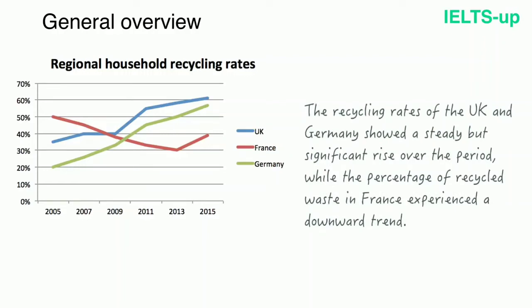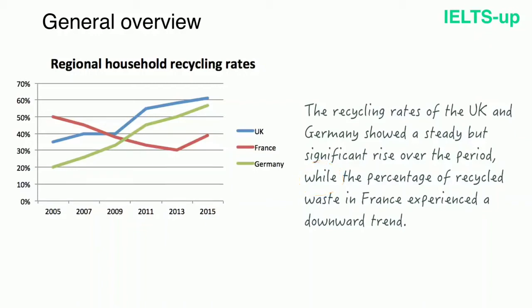The recycling rates of the UK and Germany showed a steady but significant rise over the period, while the percentage of recycled waste in France experienced a downward trend. As you see, I'm just saying that the recycling rates of the UK and Germany rose, and that the recycling rates of France declined. Note how I use the linking word while to contrast the opposite trends. It's a very nice technique.